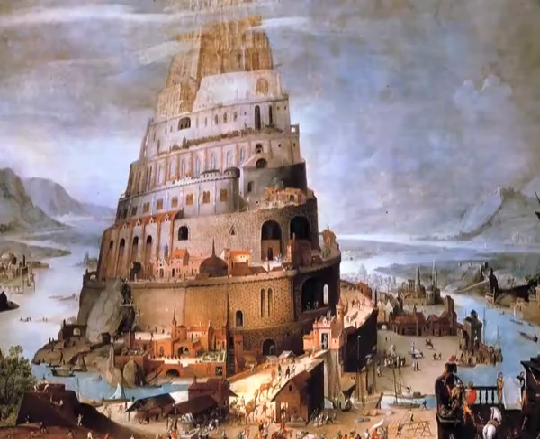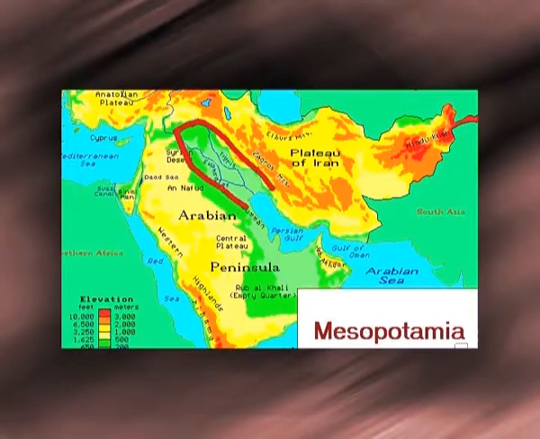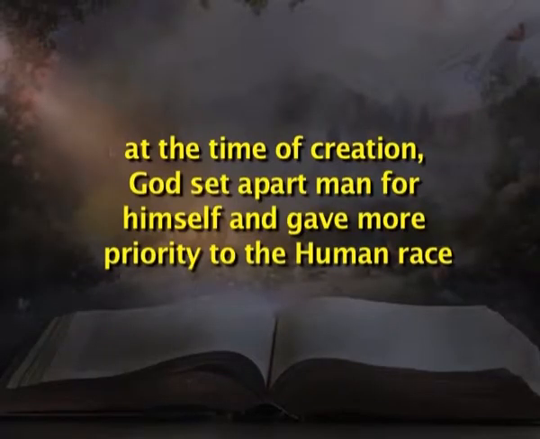After the flood and after the Tower of Babel episode, many nations might have been formed around the world based on their languages and regions. But here in this particular region of Mesopotamia, the narrator wants to show that, just as at the time of creation, God set apart for himself and gave more priority to the human race.